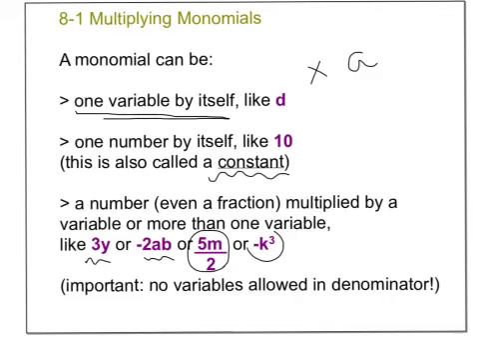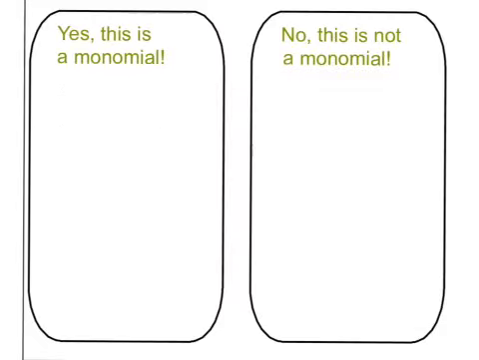And last but not least, no variables are allowed in the denominator. That is not a monomial. Alright, some more examples of what a monomial is. So yes, it's a monomial if it's a number, like 0, 8. If you have a fraction, like negative 3/4, that's another type of monomial.